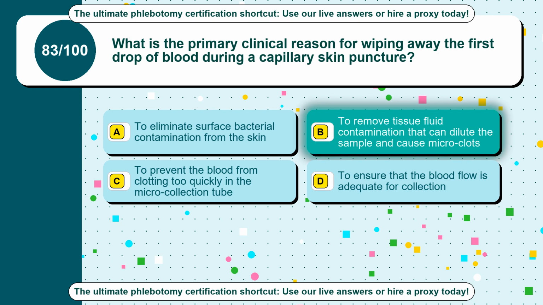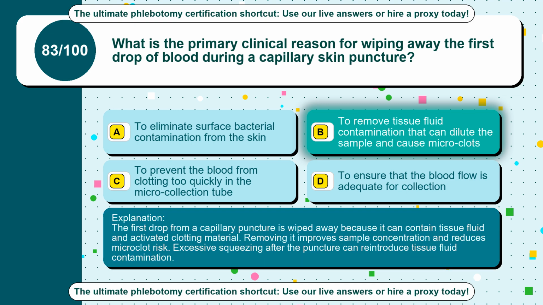To remove tissue fluid contamination that can dilute the sample and cause microclots. The first drop from a capillary puncture is wiped away because it can contain tissue fluid and activated clotting material. Removing it improves sample concentration and reduces microclot risk. Excessive squeezing after the puncture can reintroduce tissue fluid contamination.